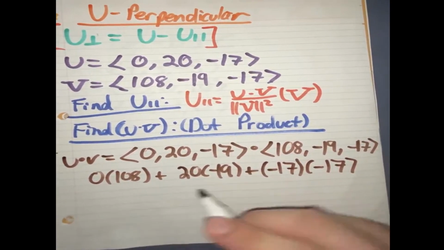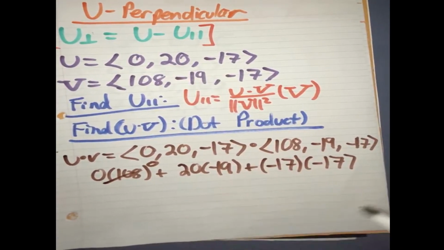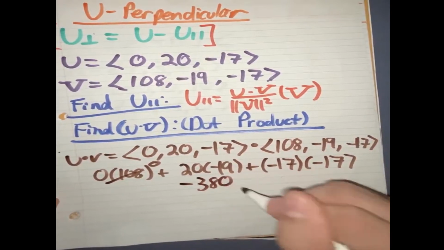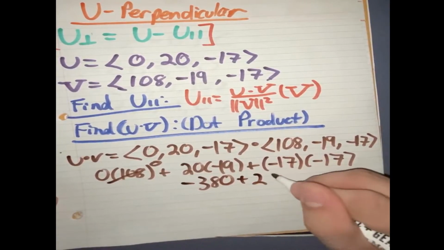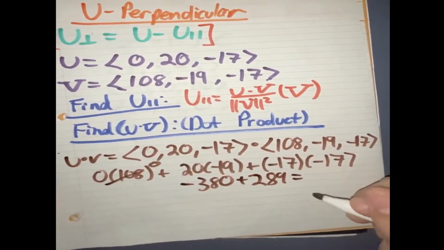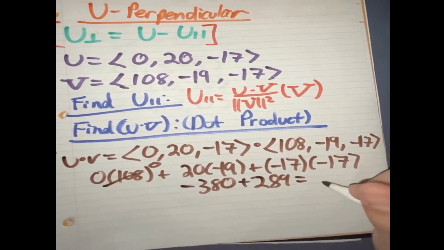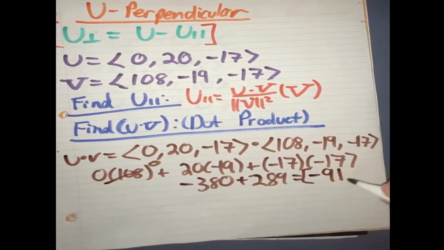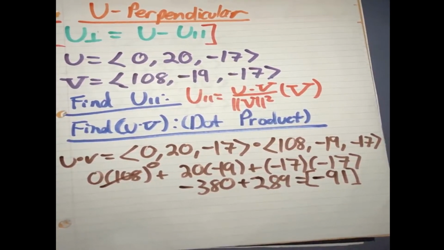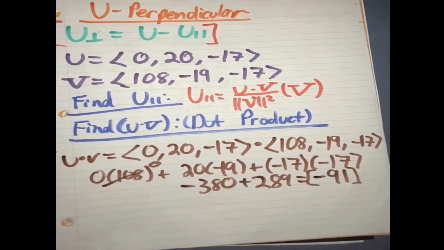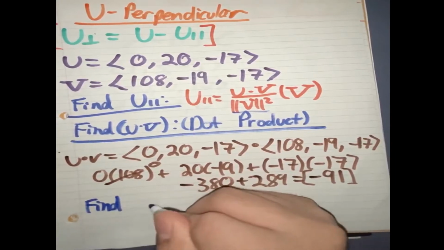In doing so, this term zeroes out. 20 times negative 19 is minus 380. And then negative 17 times negative 17 would be plus 289. Whenever we combine these terms, we get negative 91. So this is our dot product. So now the next step would be to compute the magnitude of v squared.